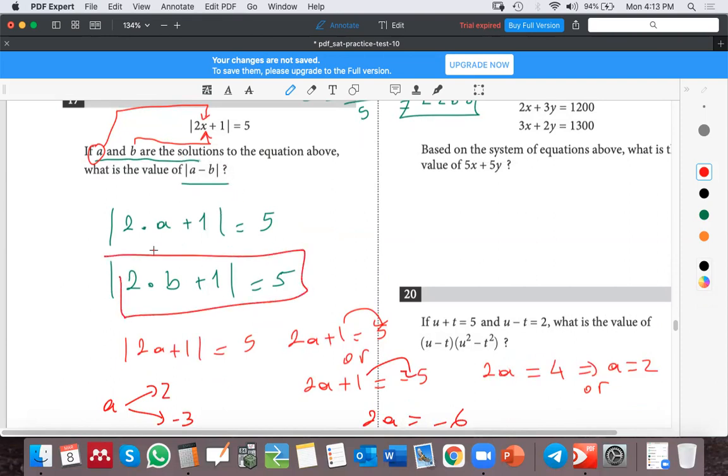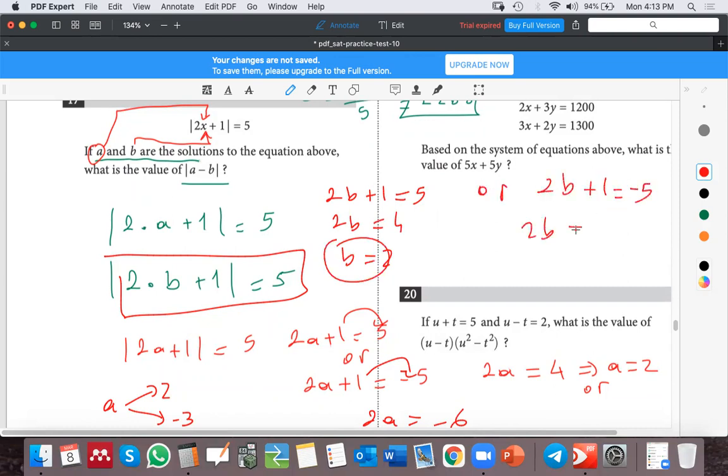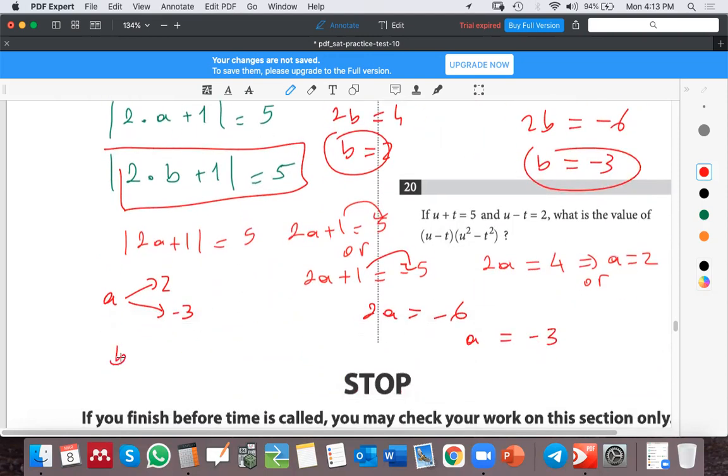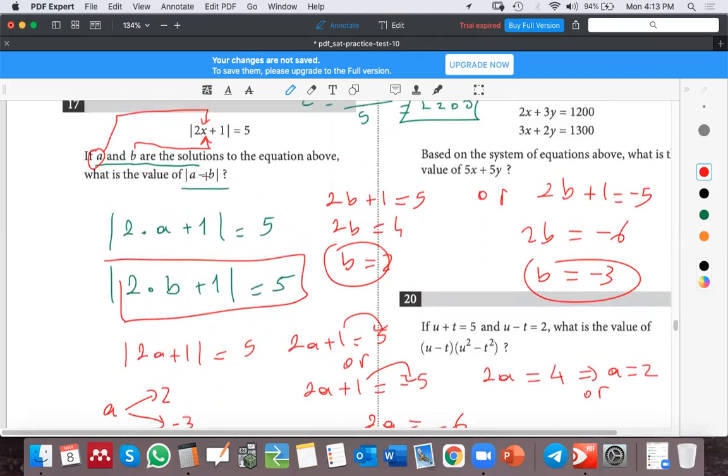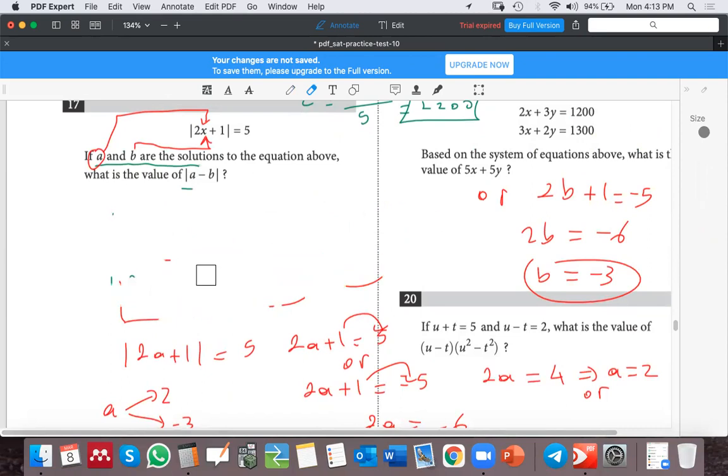Same thing for B, I will solve. So 2B plus 1 is 5, 2B is 4, B is 2, or 2B plus 1 is -5, 2B is -6, B is -3. So B is 2 or -3. So what is the question? Find A minus B. Let me clean now. A minus B. What could it be?